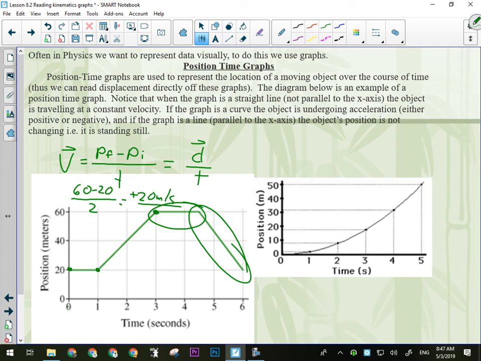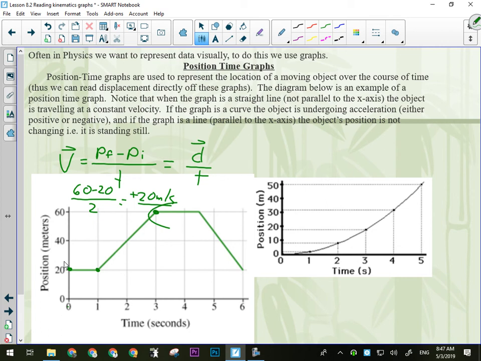Which way is the object traveling now? It's coming back. Yeah, its position is going from 60 back to 20. Right? So it's coming back. It's retracing its steps, and it's doing it, again, at a constant velocity. All right? Can I calculate that constant velocity? Yeah, same way I did here.